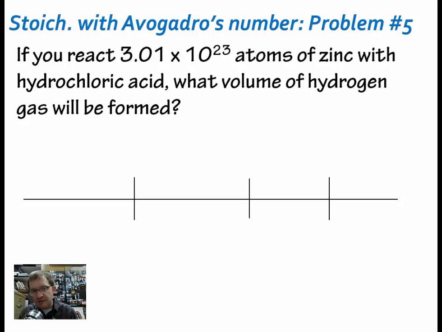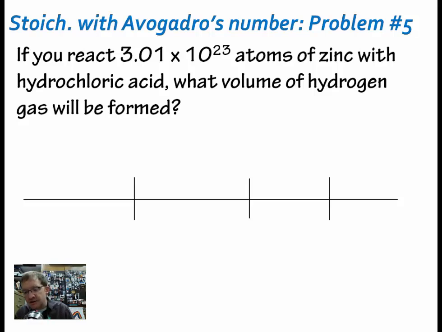You're going to react, it says, 3.01 times 10 to the 23rd atoms of zinc with hydrochloric acid, and we're wondering how many liters, or what volume, of hydrogen gas will be formed. So we're going to react zinc with hydrochloric acid to make hydrogen. If you write that much out, you can probably figure out the rest of the reaction.